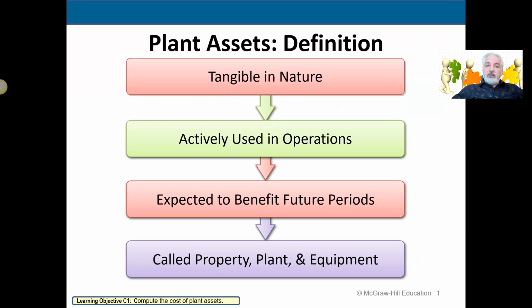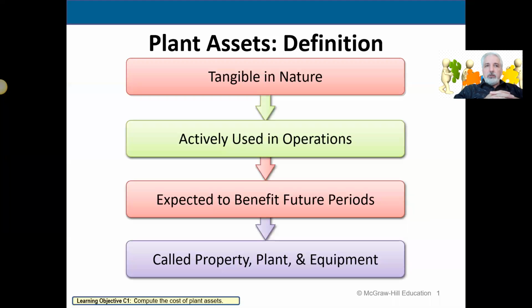So we've got a plant asset. It's tangible in nature. It's something we can touch. It's actively used in operations. It's not inventory. A car dealer that sells cars is going to put cars in inventory, whereas a manufacturer that buys cars for their sales staff or for use in the factory, that's going to be depreciated and that's going to be a fixed asset.